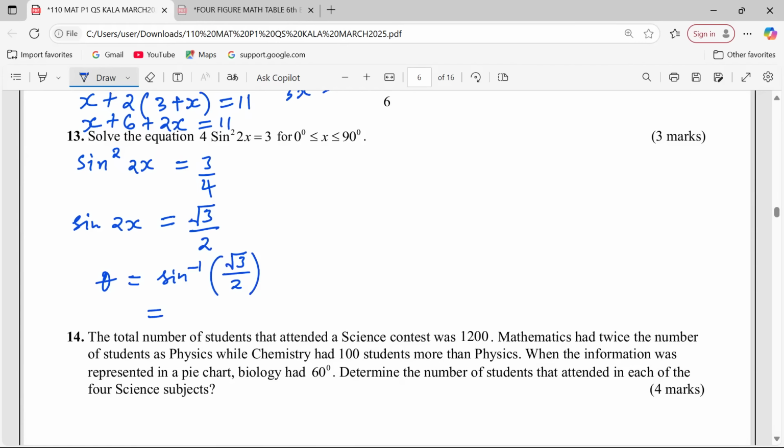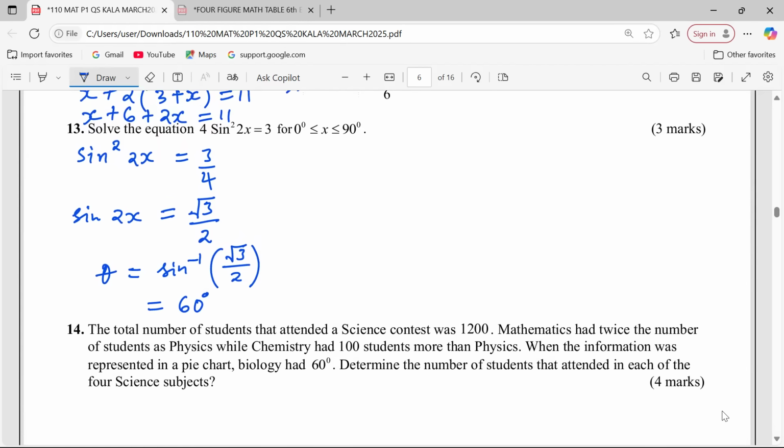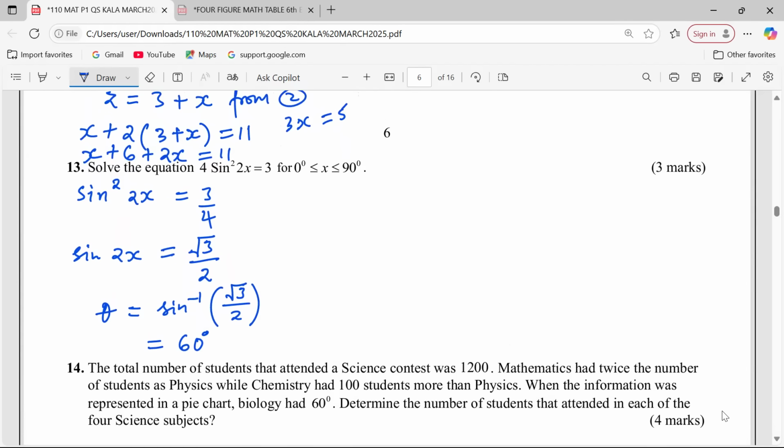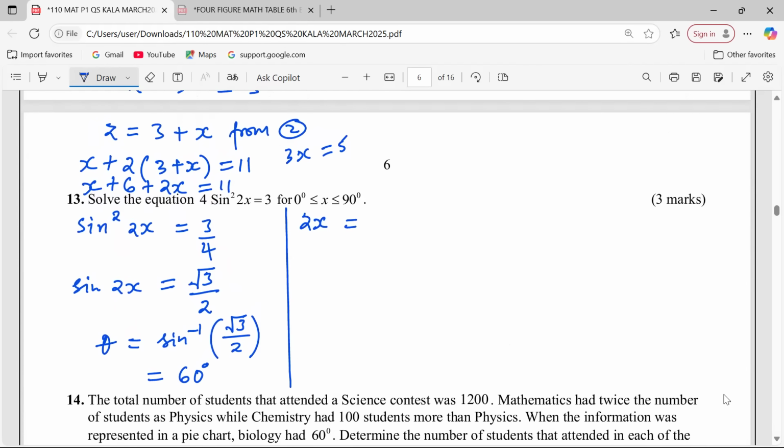This is going to be exactly 60. So we are going to deal with an acute angle of 60. That is what we shall equate to 2x. So we can conclude that 2x is equal to, we want an acute angle of 60 at the quadrants where signs are positive. So where are signs positive? Signs are positive in the first and the second quadrants.